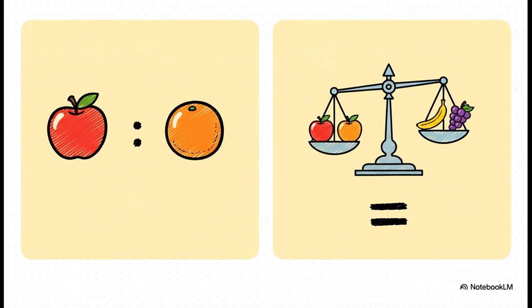Let's put it another way. A ratio, that's just a single comparison, right? Like comparing 60 to 105. But a proportion, that's a bigger statement. It's saying that the comparison of 60 to 105 is exactly the same as the comparison of 84 to 147. You're basically comparing two comparisons.